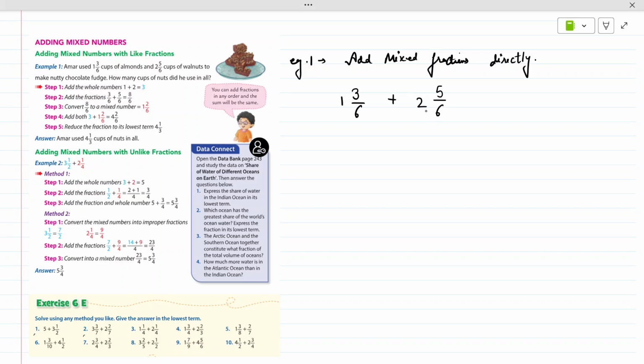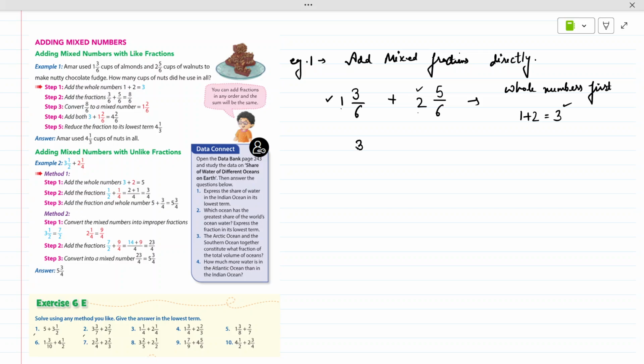So now when we have to add these two fractions directly, we are going to add their whole numbers first and then we are going to add the remaining fractional part. Okay, so in the first one, 1 is the whole number and in the second one, 2 is the whole number. So I'm going to add the whole numbers first. Okay, so this will be 1 plus 2 and this will give us 3. So we have added the whole numbers.